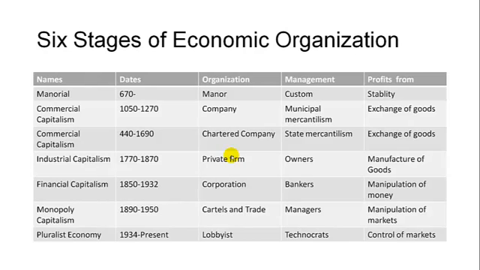Okay, the second to the last stage of economic organization was the bigger cartels, the big national cartels. We still see it today. We call them corporations, the big international firms that are run by managers. We see this a lot. CEOs, COOs, and they deal with the manipulations of markets.